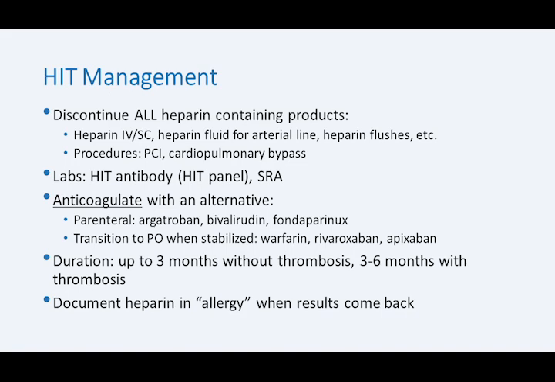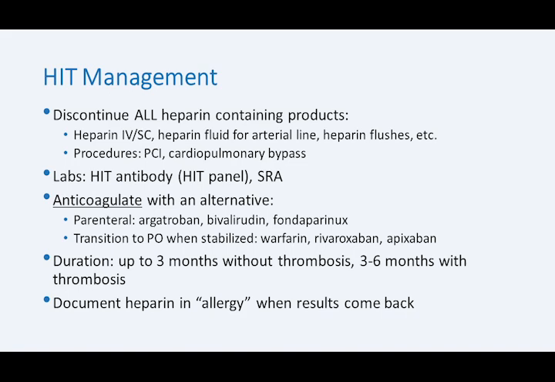First things first, make sure we discontinue all heparin-containing products. And a lot of the time it's not just the obvious heparin IV infusion or sub-Q 2 or 3 times a day. It's also the heparin fluid for arterial lines, heparin flushes for catheters, things like that. And as I mentioned before, in the cath lab and during CABG surgery, we use a huge amount of heparin. So make sure that our cardiologists and our CV surgeons are aware that the patient is getting worked up for HIT or has a very high risk of HIT.